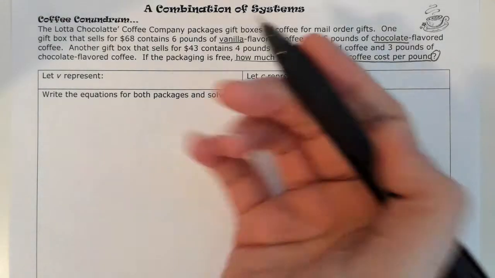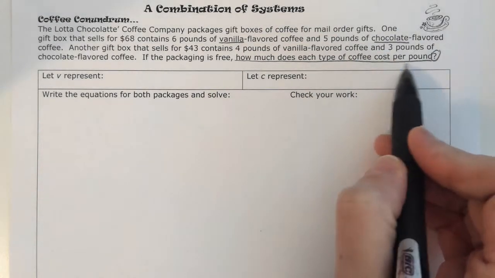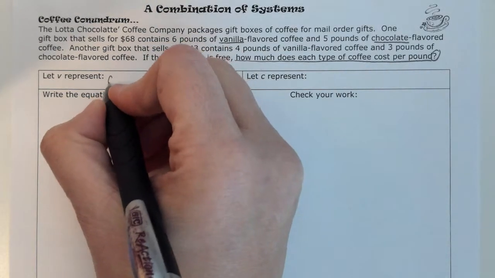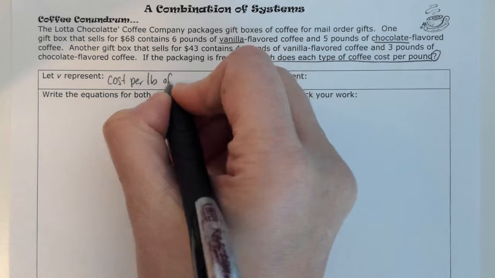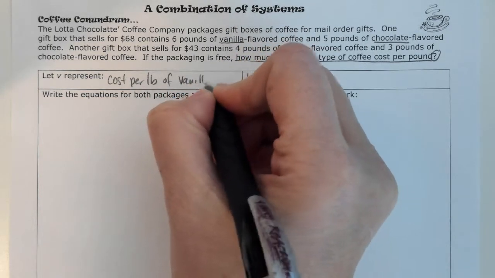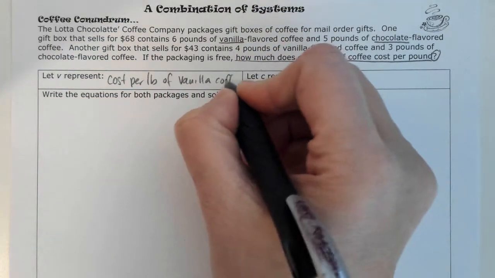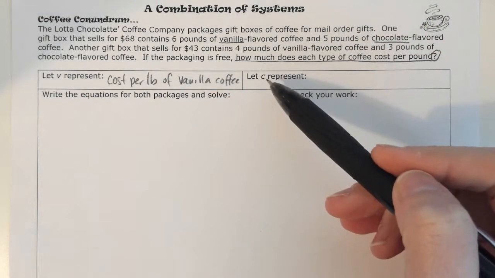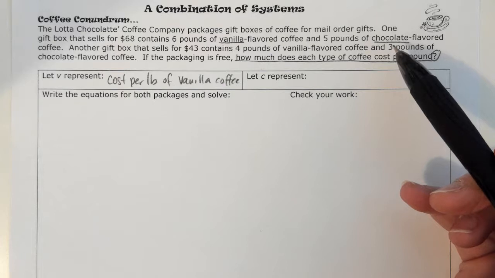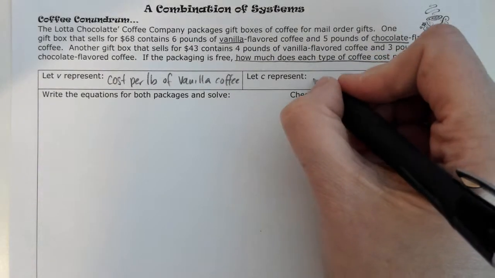Okay, so I'm going to say V represents the cost per pound of vanilla coffee. Why not? Okay, so that's what V is. So what's C going to represent? Well, C is probably going to represent the cost per pound of chocolate.